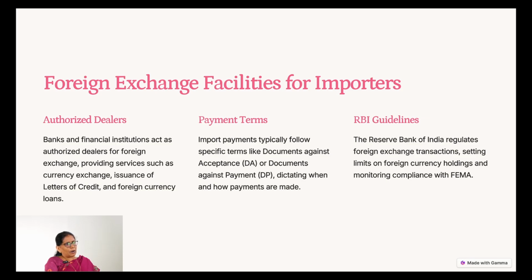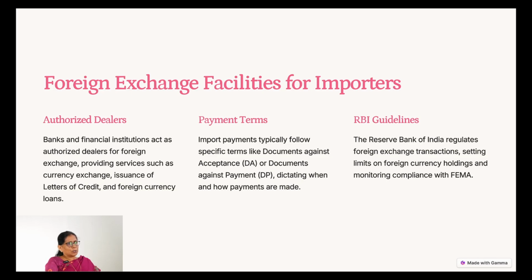Another important aspect of foreign exchange facilities is the ability to open foreign currency accounts within India or abroad. In India, importers can open Exchange Earners' Foreign Currency, EEFC, accounts, which allow them to hold a portion of their export earnings in foreign currency. This reduces the need for constant currency conversion, enabling importers to use foreign currency directly for future imports. Holding foreign currency also helps mitigate exchange rate fluctuation risks, making it easier to manage costs when the rupee value changes against other currencies.